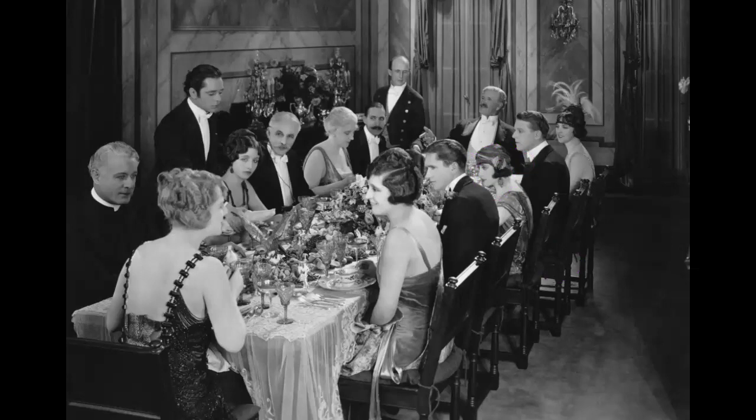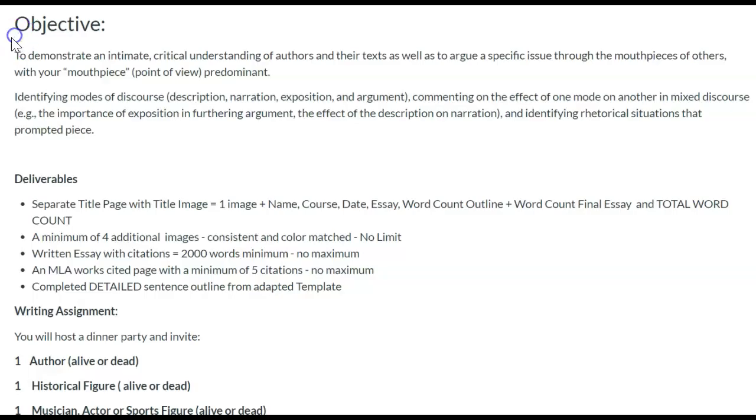Let's take a look at the prompt. The objective is to demonstrate an intimate, critical understanding of your text, as well as to argue a specific issue through the mouthpieces of others with your mouthpiece point of view predominant. Does that make sense? So I'm going to invite for my forestry party people to come who will speak on my behalf. Paul Bunyan is going to speak on my behalf about what needs to be done to protect our forests.